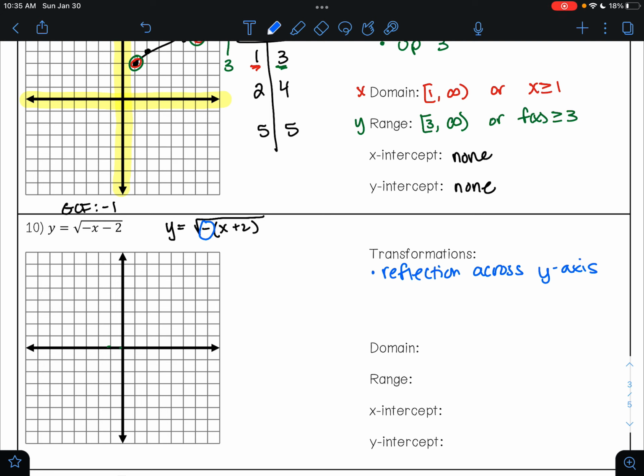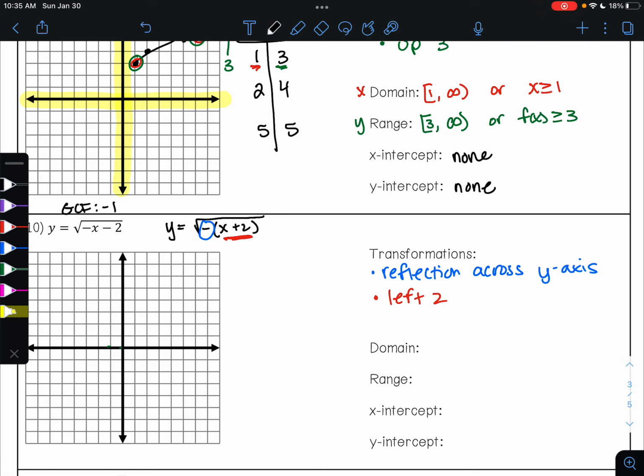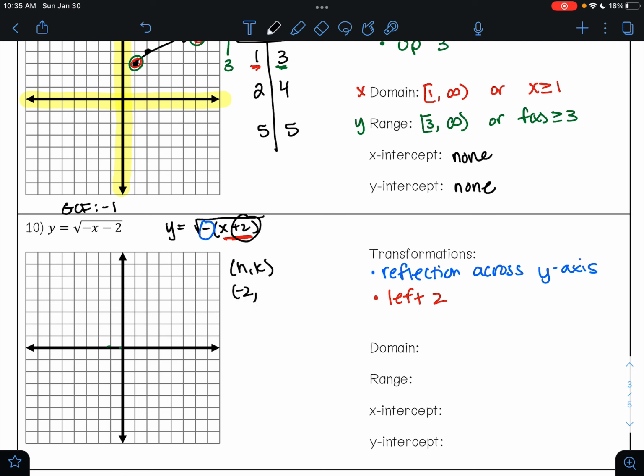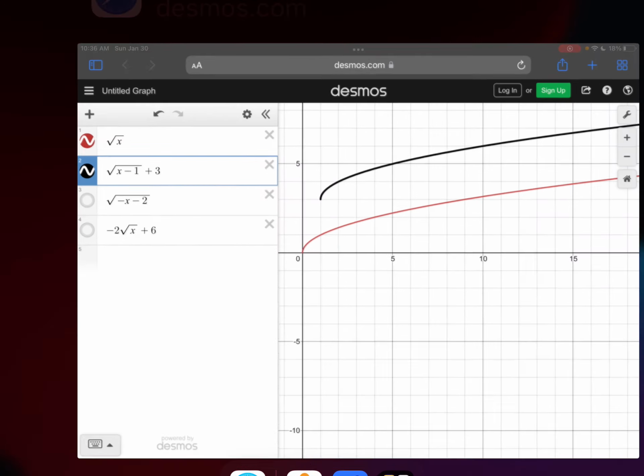Inside of my parentheses, my x minus h is x plus 2. So that tells me that I'm going to the left 2 units. My h and k values, let's see. So my starting point of h, k. If I change the sign of h, I'll have negative 2. And if I keep the sign of k, well, I don't have a k value, so that's going to be 0. So my starting point is going to be the point 2, 0. Sorry, negative 2, 0. So let's go ahead and look at this graph.